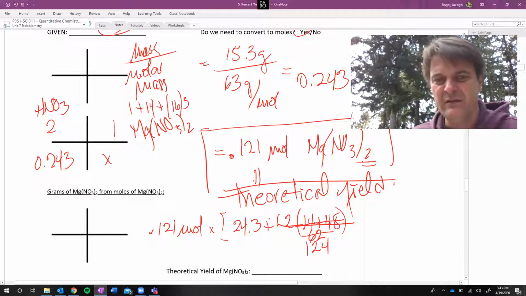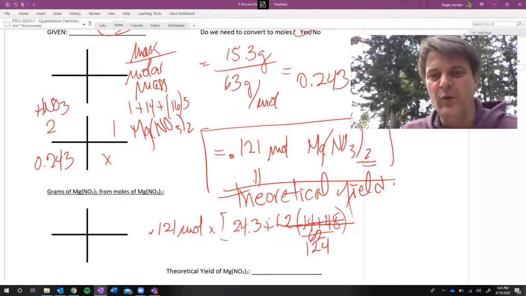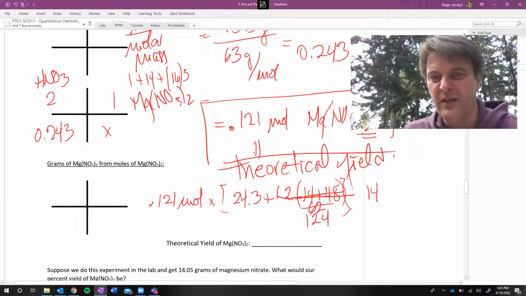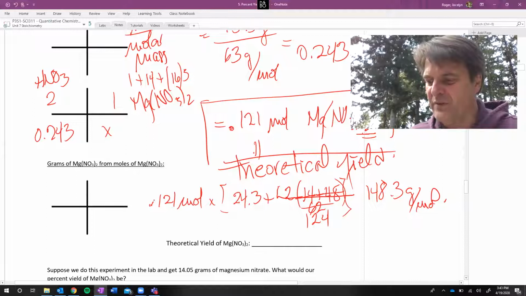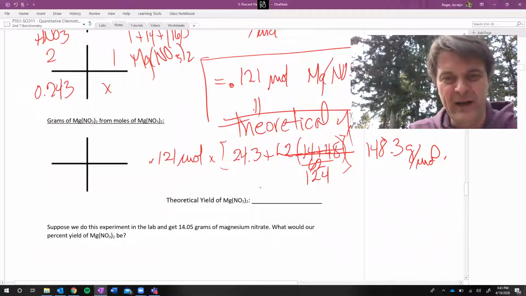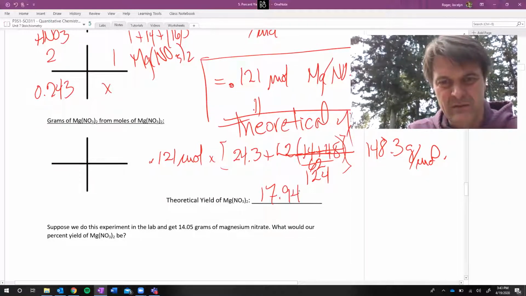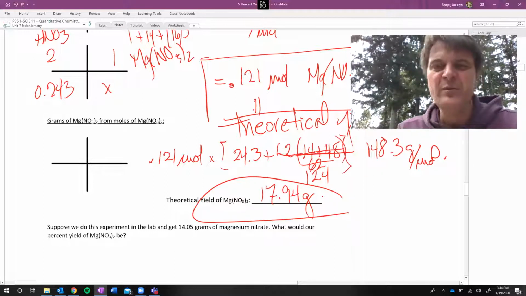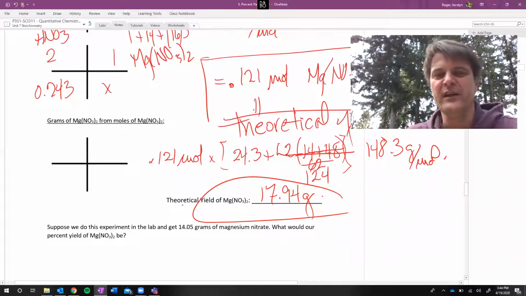So this whole thing here is 124 plus 24.3, which means that the molar mass is 148.3 grams per mole. We had 0.121 moles times 148.3, and that gives us 17.94 grams. So 17.94 grams is the maximum amount we can make. It's our theoretical yield in grams.